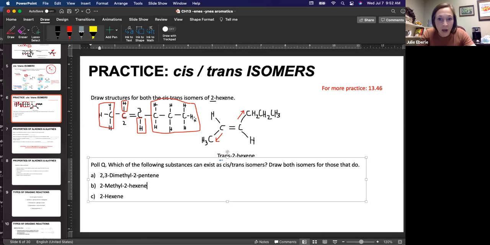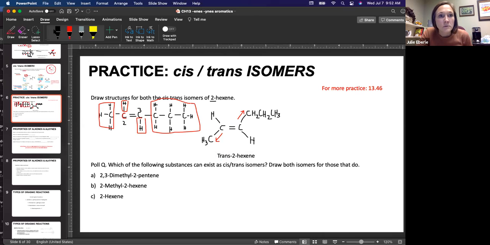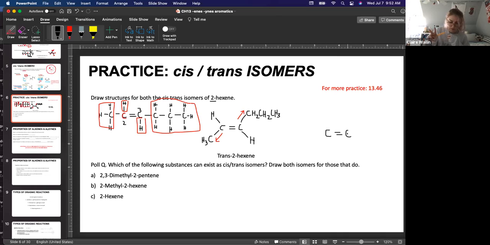Okay, now we got to draw the cis. So same thing, but this time I'm going to move that over a little bit further. Draw it right here. Carbon-carbon double bond. To make it cis, what do I need to do different? They need to both be pointing up to the same side. Either both pointing up or both pointing down. So I'm just going to draw them both pointing up.